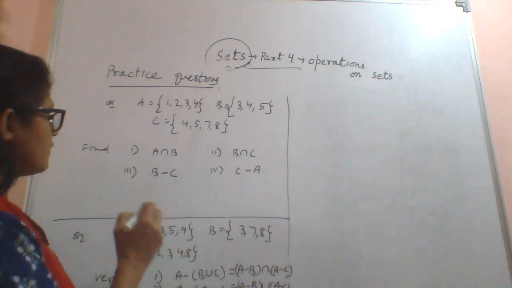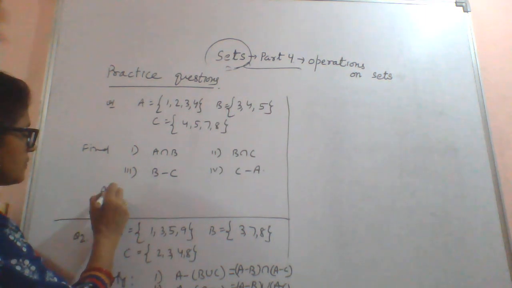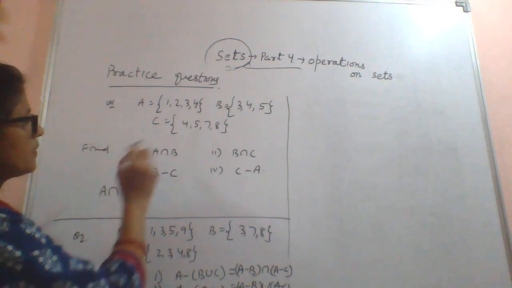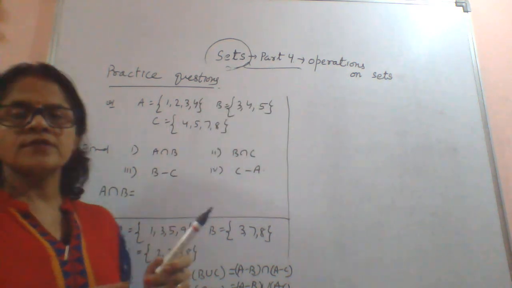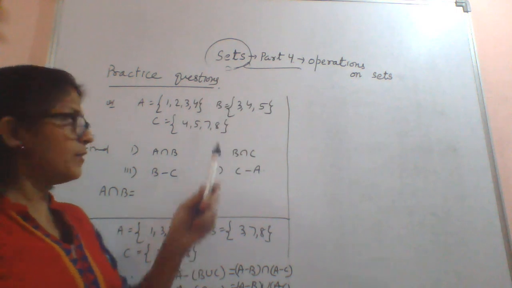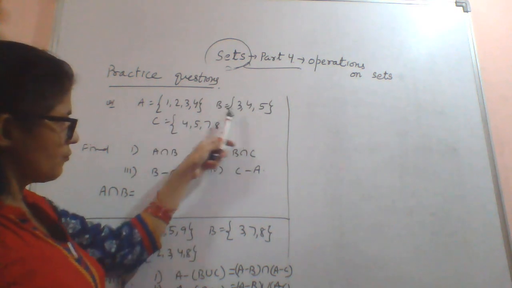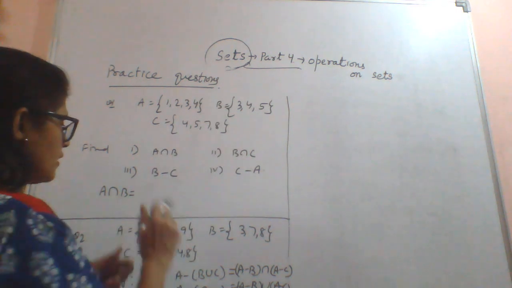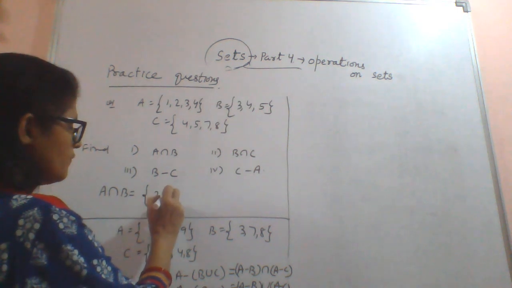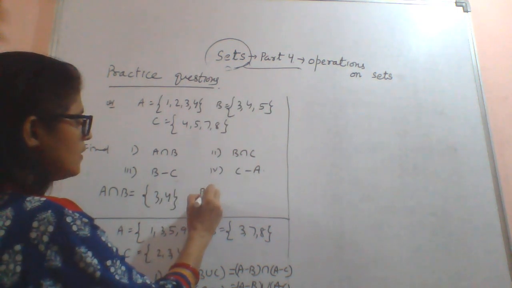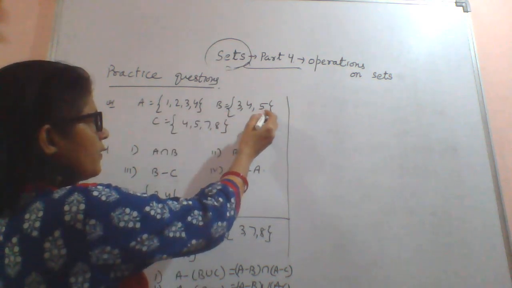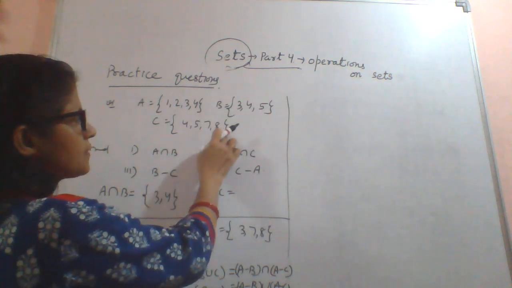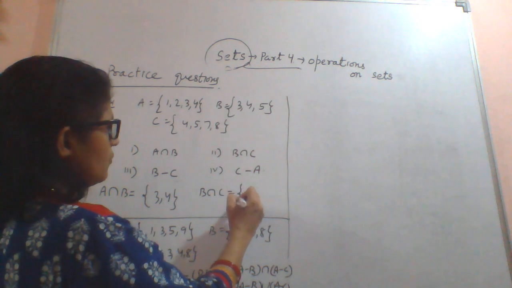A intersection B means, you see A and B, the intersection, as you know, is the common elements. We have 1, 2, we don't have 3, 4 common elements. So you can take 3, 4. Similarly, B intersection C: B has 3, 4, 5, C has 4, 5, 7, 8. So 4, 5.